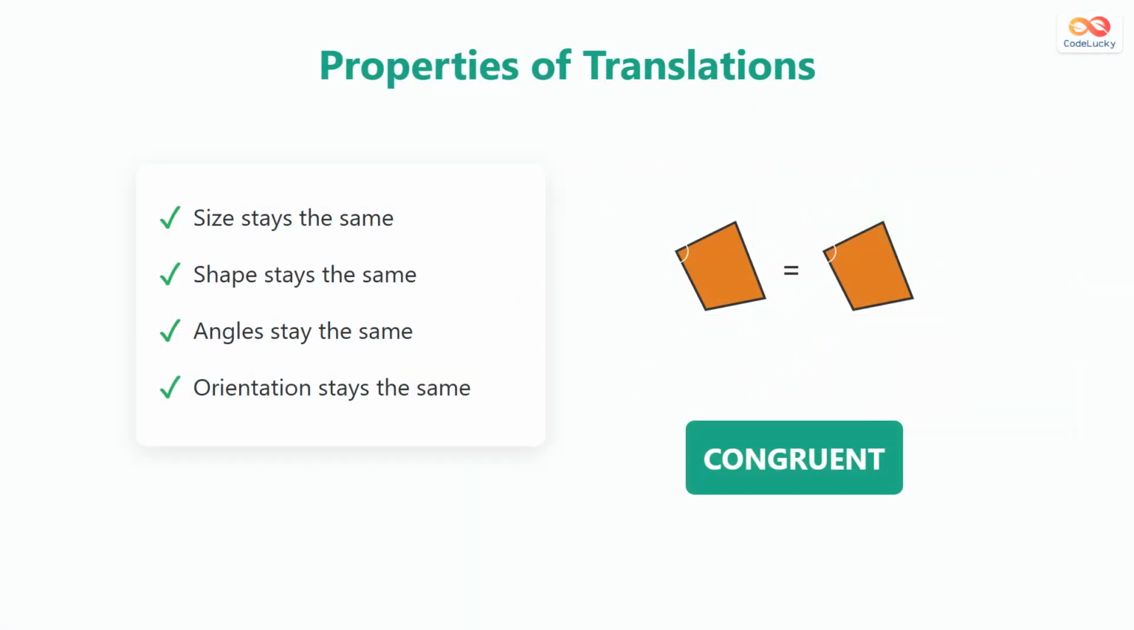It is important to remember that translations produce congruent figures. This means the size stays the same, the shape stays the same, and all angles remain equal. The orientation, or the direction the shape is facing, also stays exactly the same.